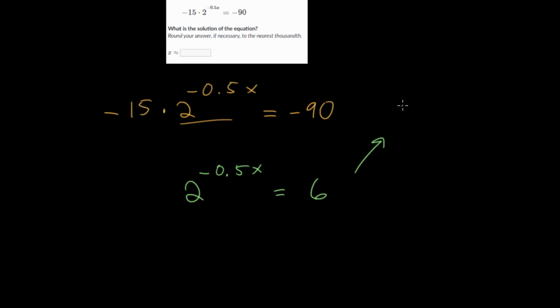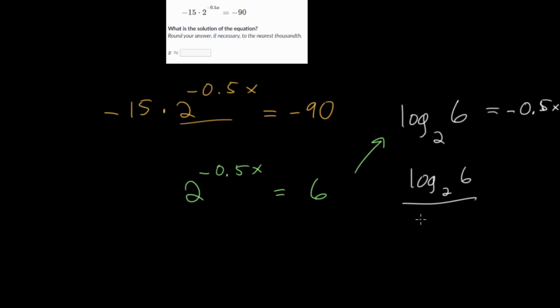So we have log base 2 of 6. Whatever the exponential expression is equal to goes on the inside. And the logarithm we know is equal to that exponent. So minus 0.5 times x. And to solve for x, we'll just divide by minus 0.5. So we have log base 2 of 6 divided by minus 0.5. We could have also just multiplied by negative 2. But this is equal to x.